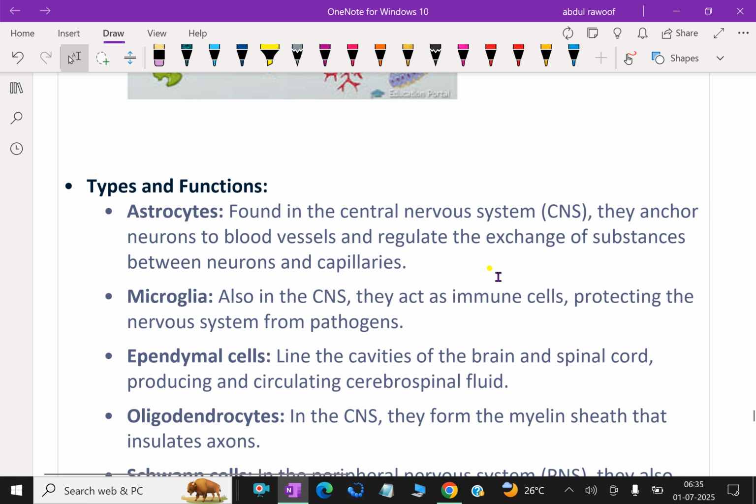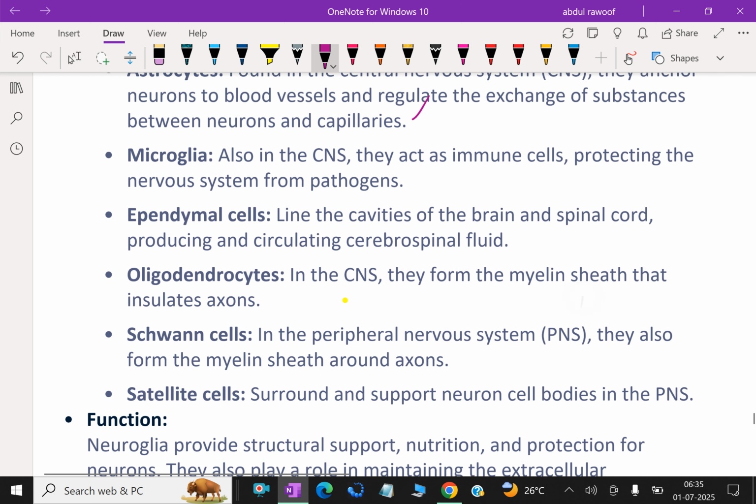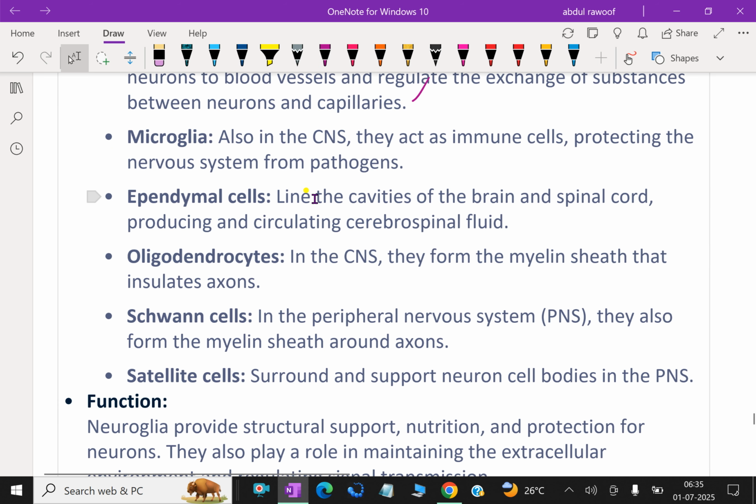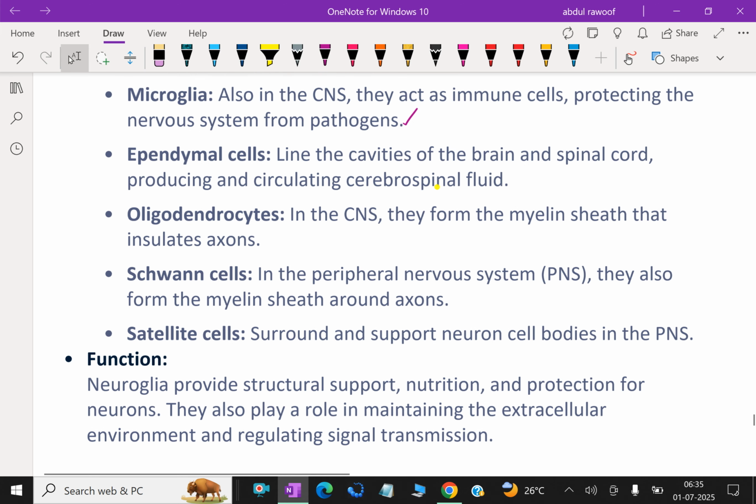Astrocytes are found in the central nervous system, CNS. They anchor neurons to blood vessels and regulate the exchange of substances between neurons and capillaries. Microglia, also in the CNS, act as immune cells protecting the nervous system from pathogens. Ependymal cells line the cavities of the brain and spinal cord, producing and circulating cerebrospinal fluid.